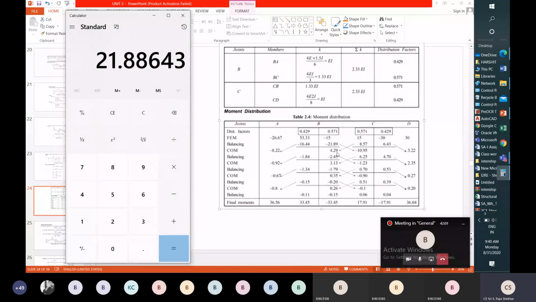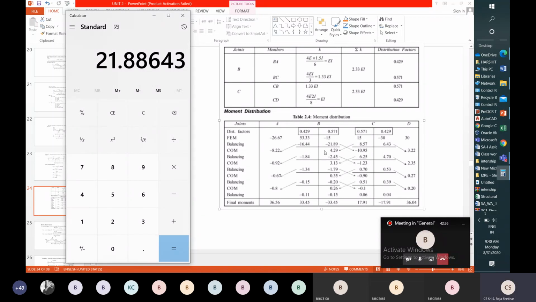Next, we have to repeat the same procedure. Again we have to balance it: balancing moment, then carry over moment, then balancing moment, then carry over moment. This whole cycle must be repeated until sigma M B is equal to 0. We keep balancing until sigma M B equals 0.